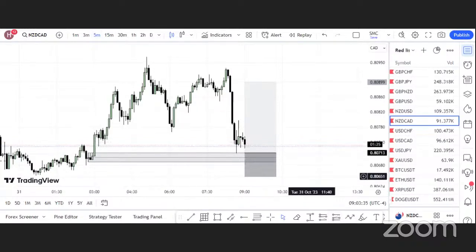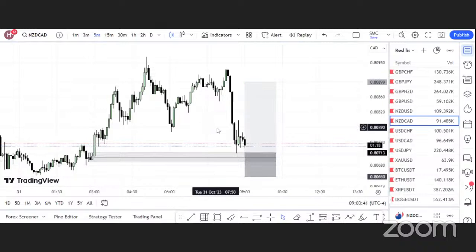So guys, just give it a minute. My app is still coming up. It's just loading up.